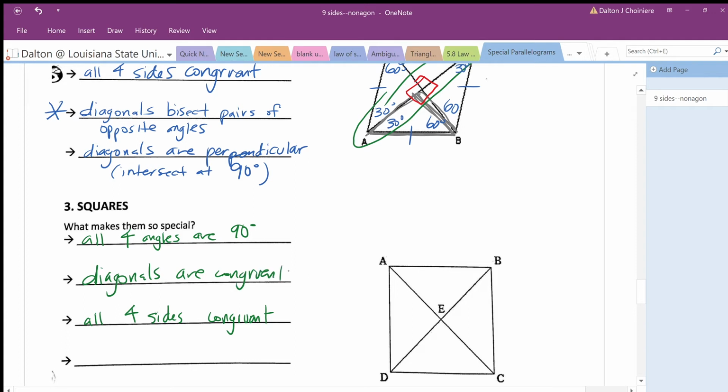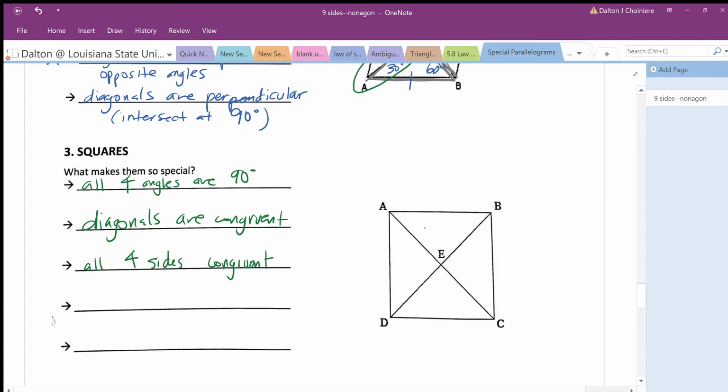So if they are congruent, then Travis, you're correct. That would actually mean that, so we know the four sides are the same in a square. If the diagonals are congruent, that means E is the midpoint. That means AE is the same as EB, is the same as ED, is the same as EC. So those four little sections would be the same.